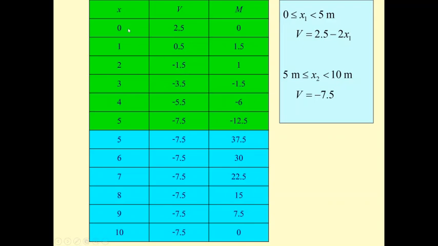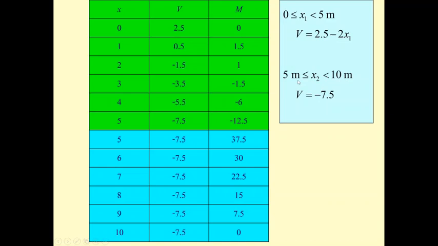And then we will separate this one from 0 to 5. This is from A to B and from B to C. And if you put into the equation, if x equals 0, this is 2.5. If x equals 1, 2 times 1 is 2. This is 2.5 minus 2 is 0.5. And then if this one is 2, 2 times 2 is 4. That is 2.5 minus 4. You got this.